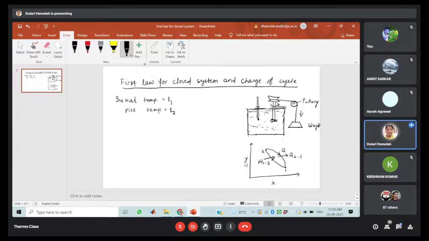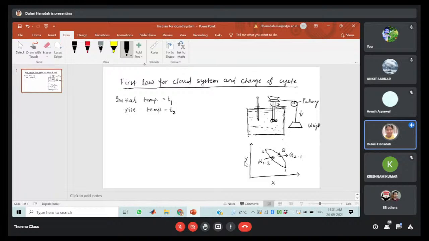Okay, so here, if you are observing, this system will execute a cycle. How? Initially, it is going from state 1 to state 2. Again, it is coming back from state 2 to state 1 by transferring the heat in this process. So we can say that the initial and final state of the system is the same. So in this case, your temperature will again be T1, whatever it was in the initial condition.